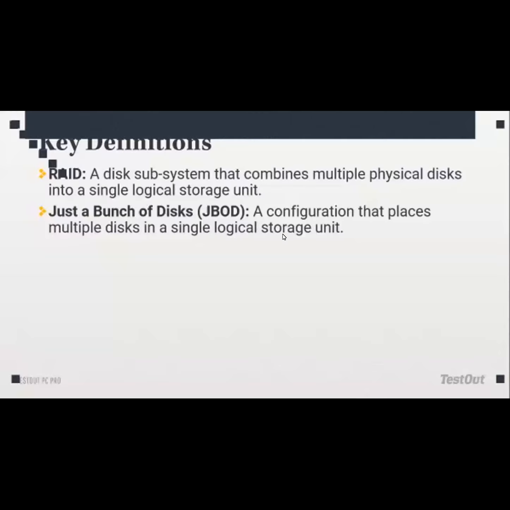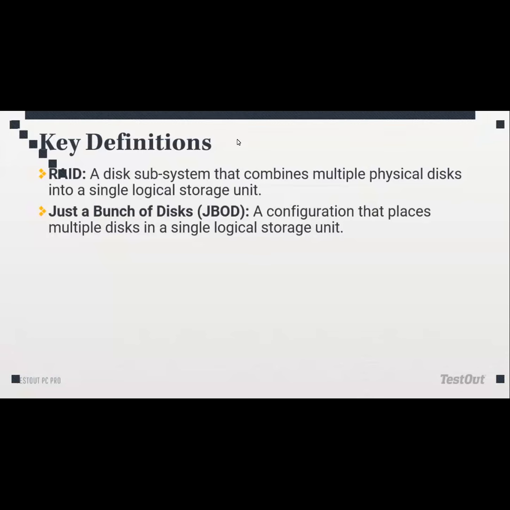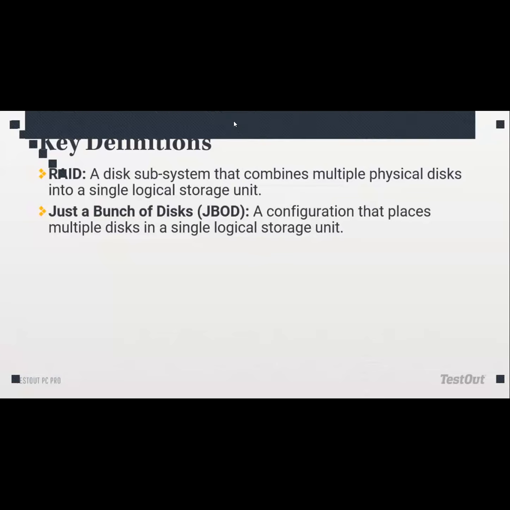All right. So as we were saying, the two concepts that we're referring to in this module are RAID and JBOD. So these acronyms have their definitions, which are as follows. RAID is a disk subsystem that combines multiple physical disks into a single logical storage unit. What do we mean by that?